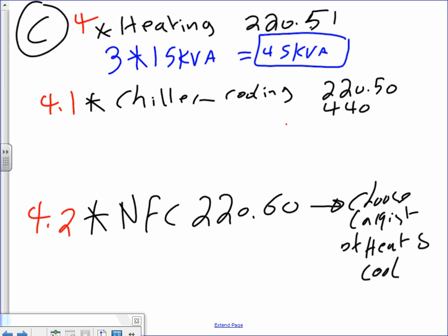So, chillers. Let's talk how many chillers do we have. We have three chillers. Okay? And 440.6 is another for chillers. It tells you basically you're going to go to these nameplate values for these.